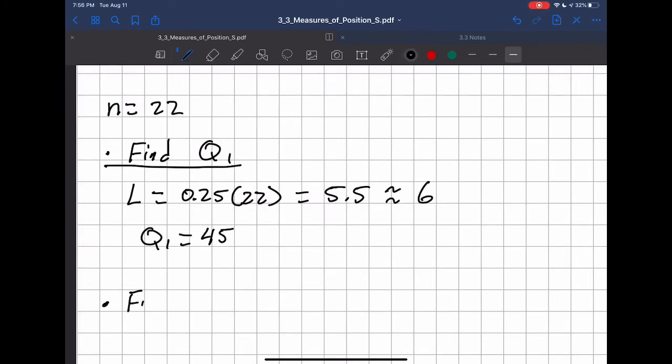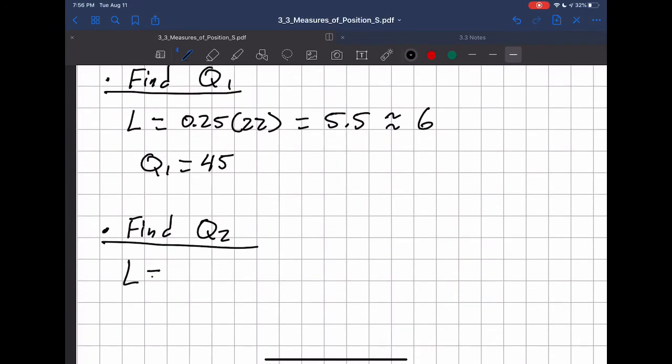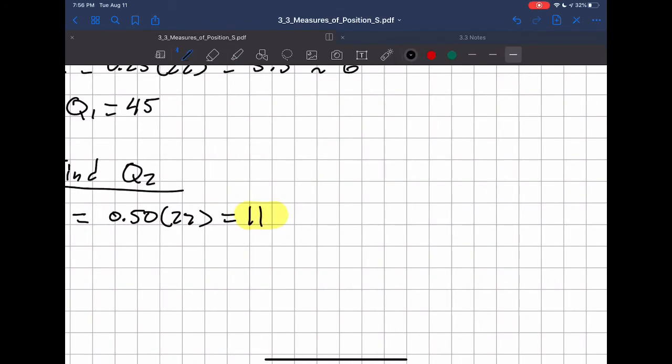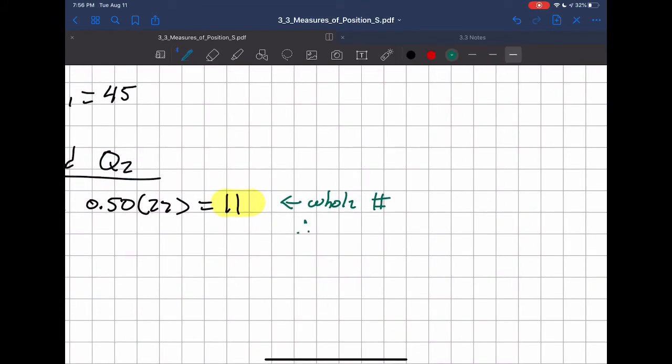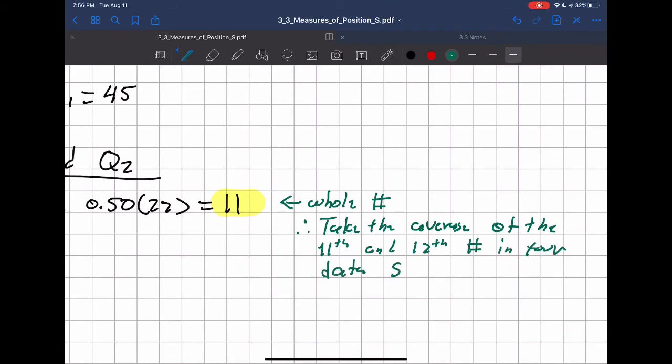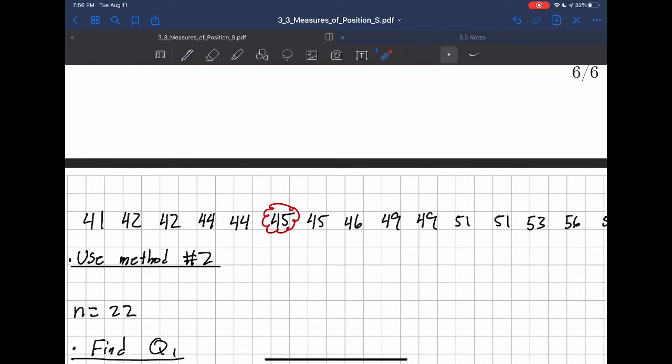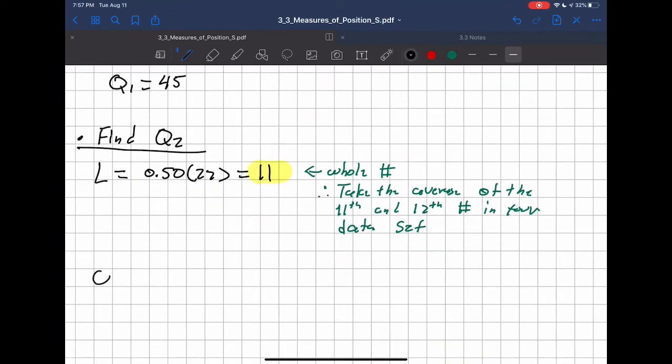Then we want to find the second quartile, so we compute our L, which is 0.5 times 22, which is 11. Notice that 11 is a whole number, so we have to take the average between the L and the L plus 1 positions. In other words, we take the average of the 11th and 12th positions of our dataset. Here, the 11th number is 51 and the 12th number is also 51. So you take the average of these two numbers, and our second quartile is 51.